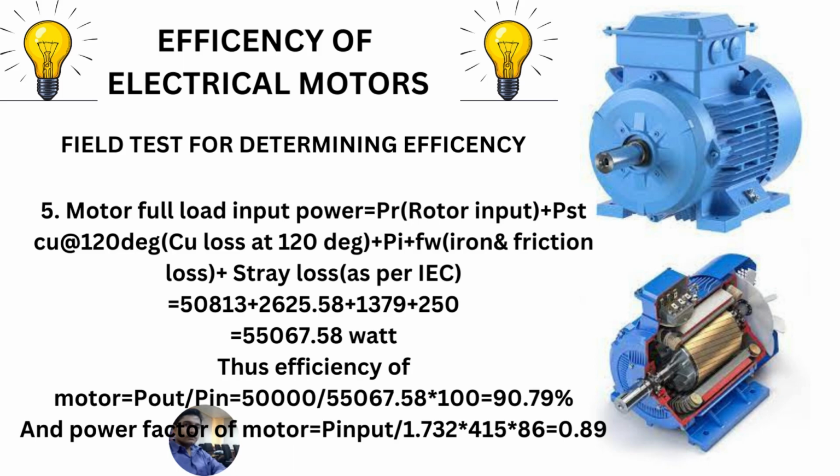The efficiency is 90.79%. And similarly, with the same data, you can calculate the power factor of the motor, that is power input by 1.732 into 450 into 86, that is root 3 VI, which is equal to 0.89.